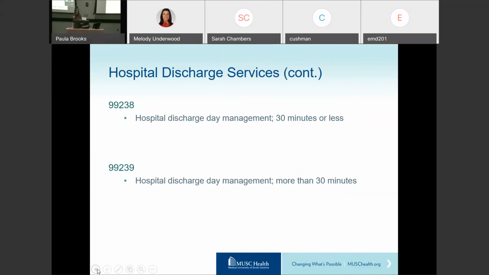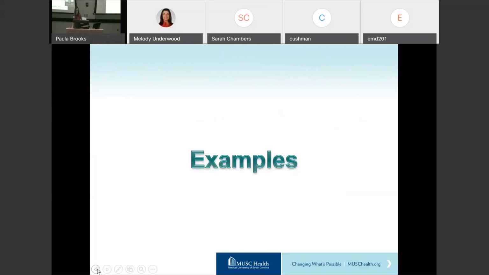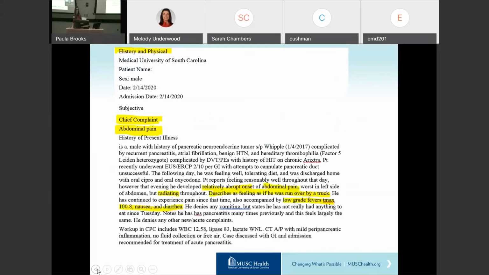So now let's get into some examples. Here we have history and physical. We have a chief complaint of abdominal pain. Basically, if you recall, we're looking for those 4 elements of HPI. Let y'all read through this for a second.